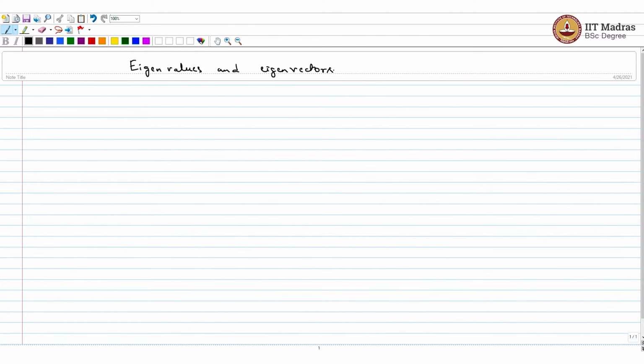build on this, which is looking at real symmetric matrices and trying to look at eigenvalue decomposition and also singular value decomposition, which is a further step from there. And finally, we will end with principal component analysis. That is the plan for this module, which is linear algebra, module 3.